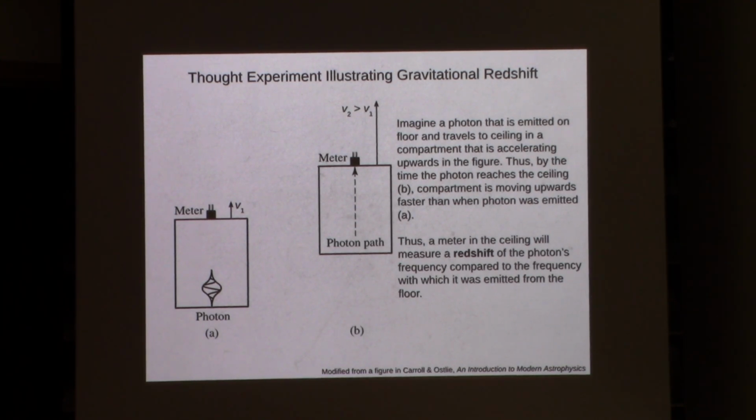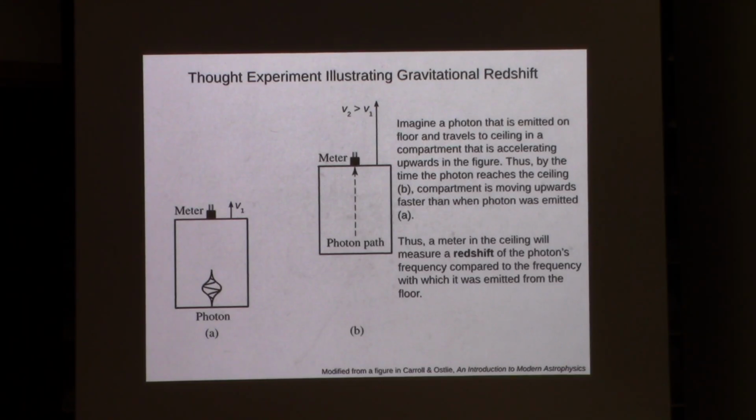So it's asymmetric. One meter sees redshift, one meter sees blue shift. So a meter in the ceiling will measure a redshift of the photon's frequency compared to the frequency with which it was emitted from the floor. So in this case, what we're going to deduce is a gravitational redshift. What questions do you have at this point?